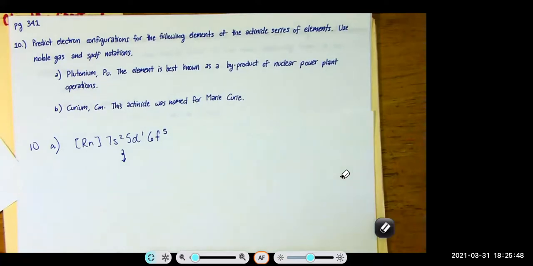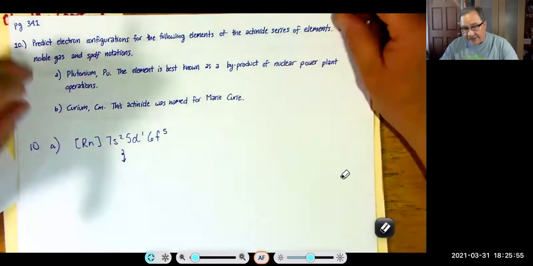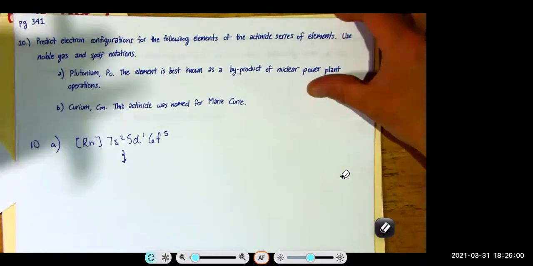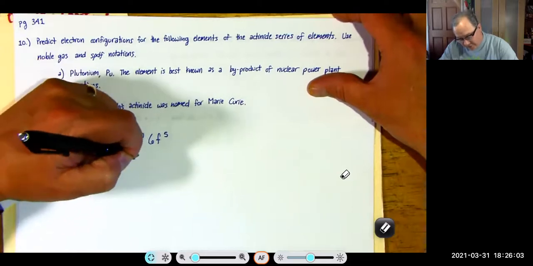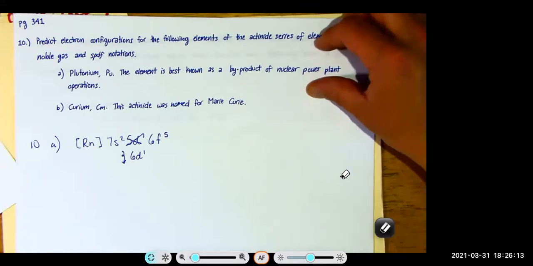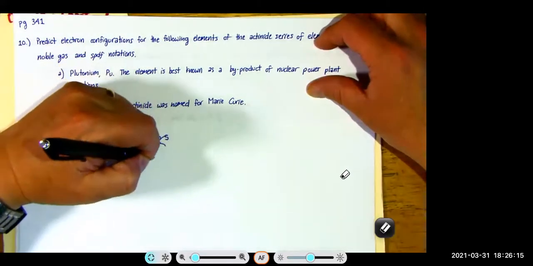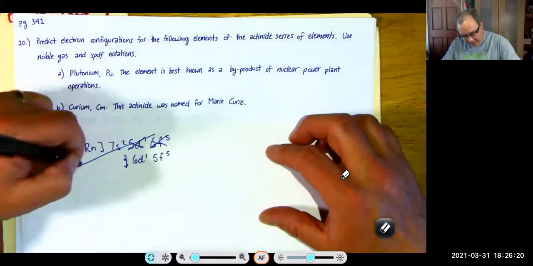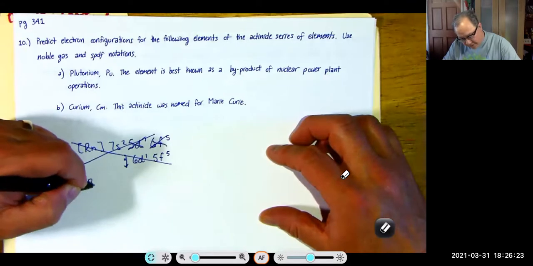Let me see where. 7s. Is it a 5D or is it a 6D? Oh, it's a 6d because it's actinium. And there's another issue. Is it a 6F or is it a 5F? It's a 5f. Okay, so I'm going to cross that all off again and read it to me again as if you were doing it for the first time.